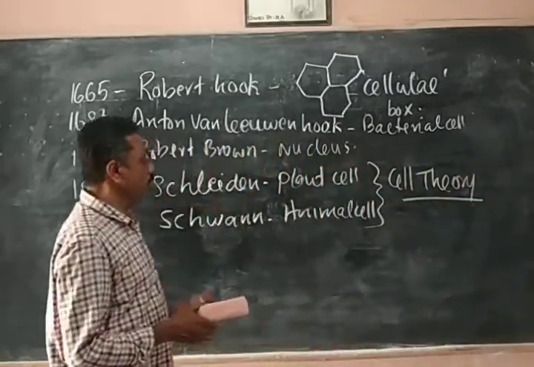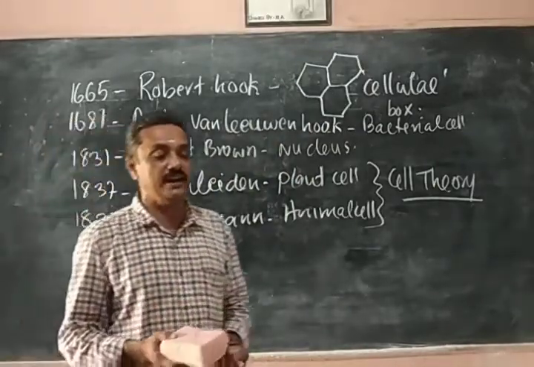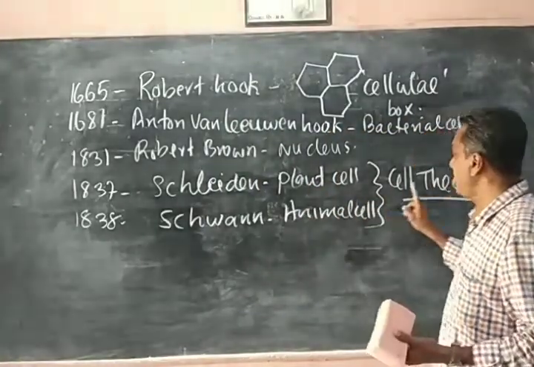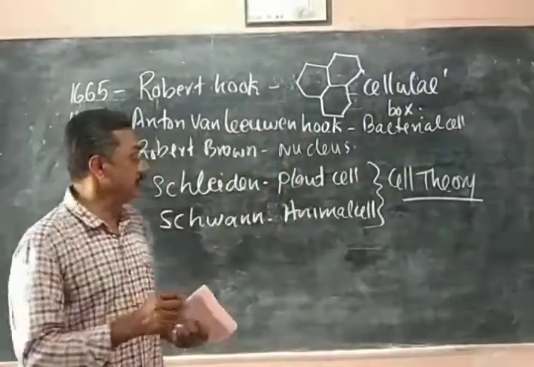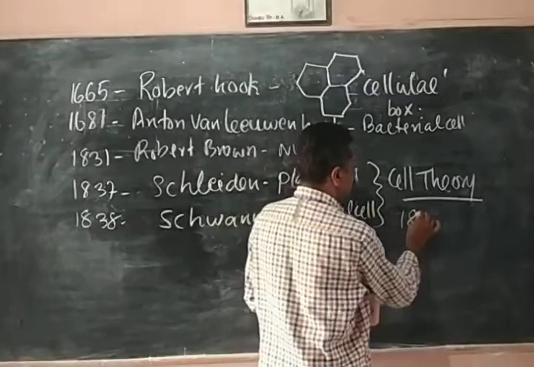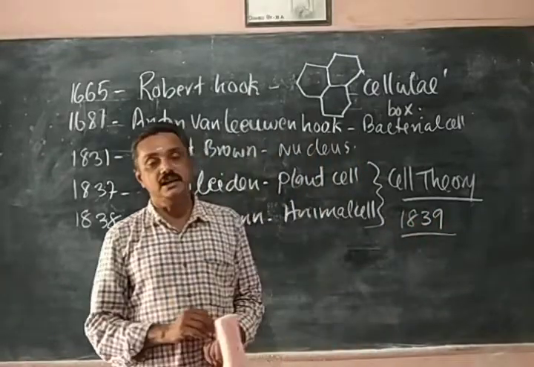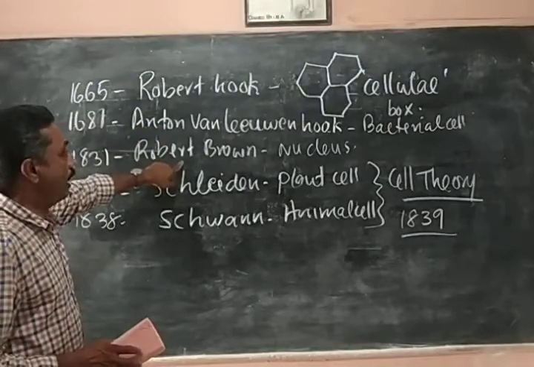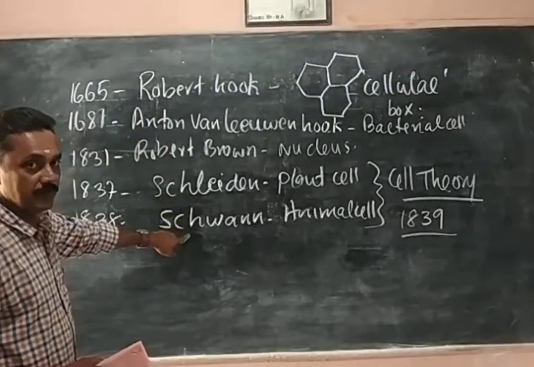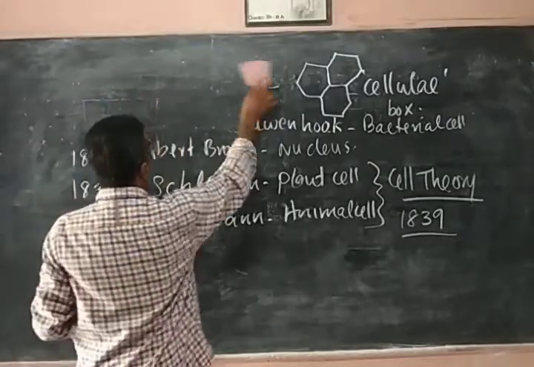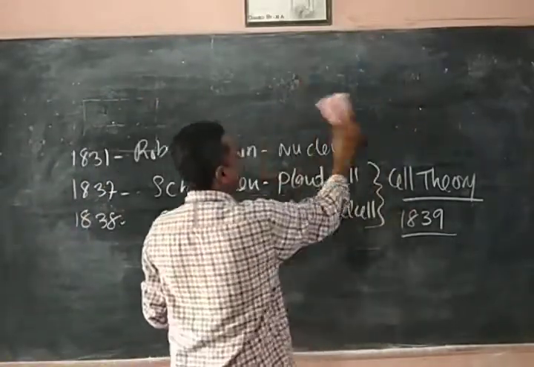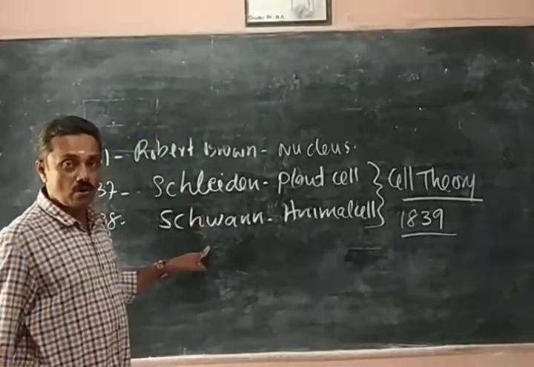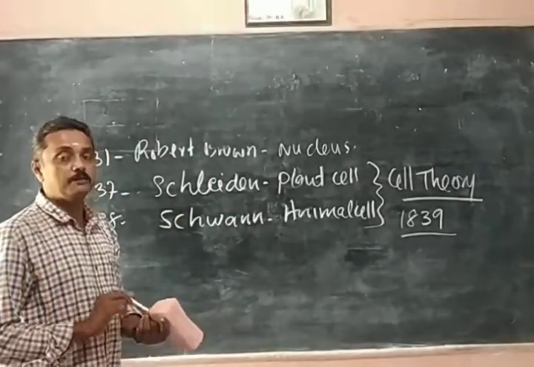ഏകദേശം 1200 വർഷം കൊണ്ടാണ് സൈറ്റോളജിയിൽ ഏറ്റവും ഫസ്റ്റ് ഫേമസ് ആയ തിയറി ഉണ്ടാവുന്നത്. സെൽ തിയറി വാസ് എക്സ്പ്ലെയിൻഡ് ബൈ സ്ലീഡൻ ആൻഡ് ഷ്വാൻ ഇൻ ദ ഇയർ 1839. So this was the cell theory. So Robert Hooke, Anton van Leeuwenhoek, Robert Brown, Schleiden and Schwann. And in 1839 they explained a famous theory in the field of cytology, and that theory was named as cell theory, proposed in the year 1839 by Schleiden and Schwann.